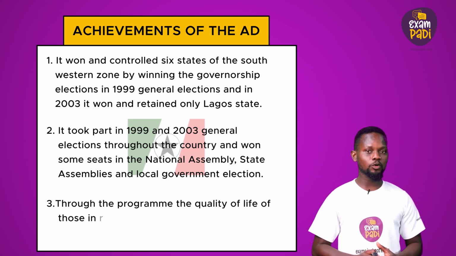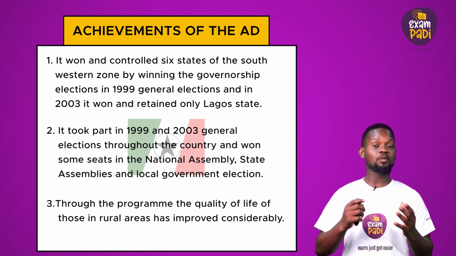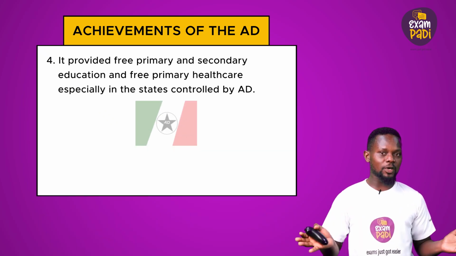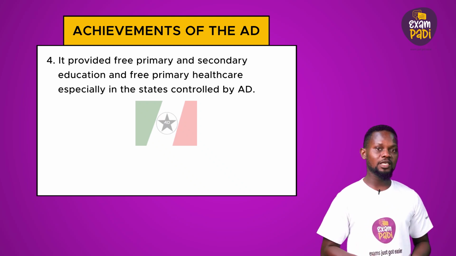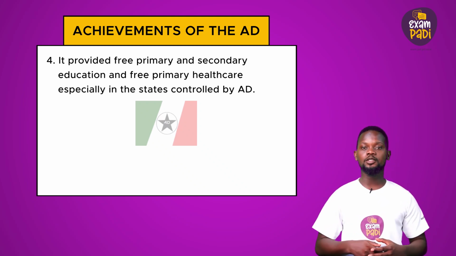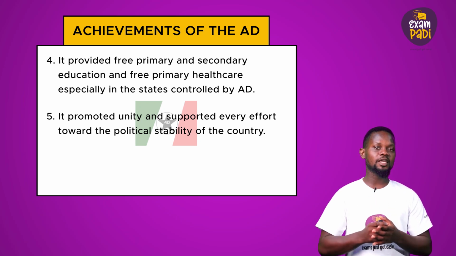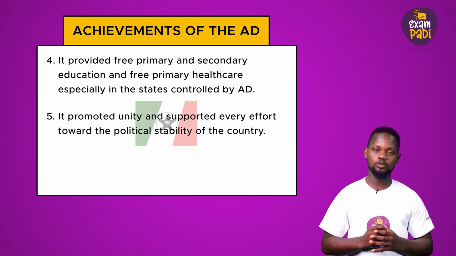3. Through the program, the quality of life of those in rural areas has improved considerably. 4. It provided free primary and secondary education and free primary healthcare, especially in the states controlled by AD. Number 5. It promoted unity and supported every effort towards the political stability of the country.